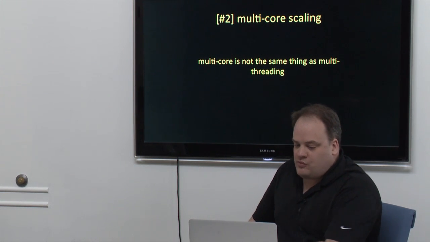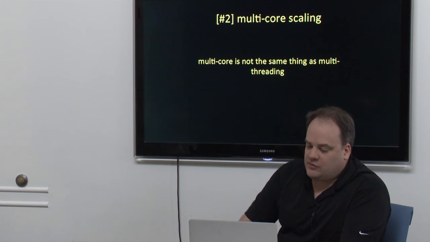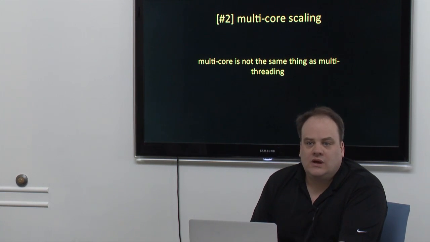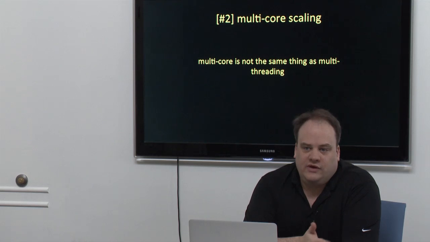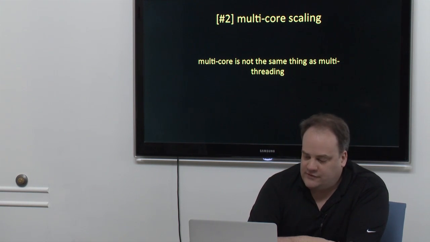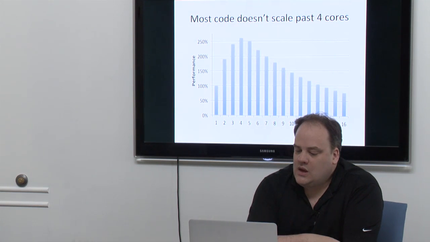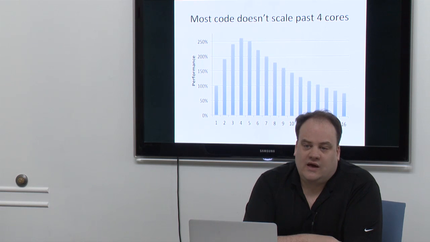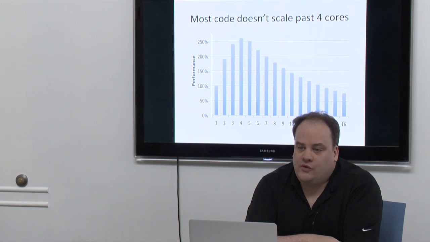So the next thing I'm going to talk about is multi-core scaling. And the concept I want to stress is that multi-core is not the same thing as multi-threaded. A lot of people use these things interchangeably, because if you want multiple cores, you have to have multiple threads. But the thing about multi-threaded programming is the way that we do it today does not scale to a lot of cores. So we see that in software.